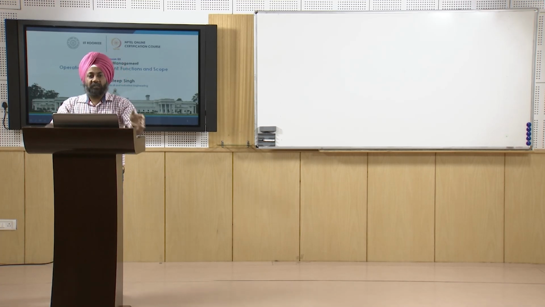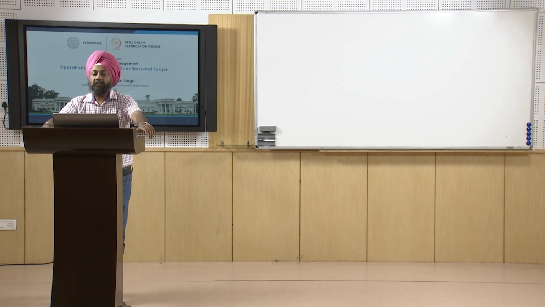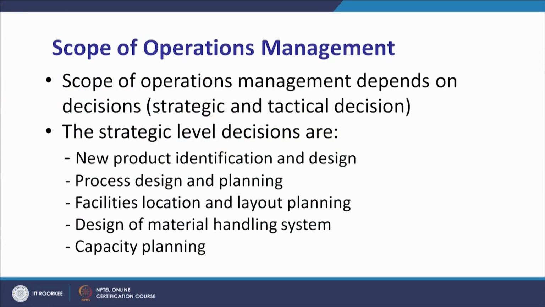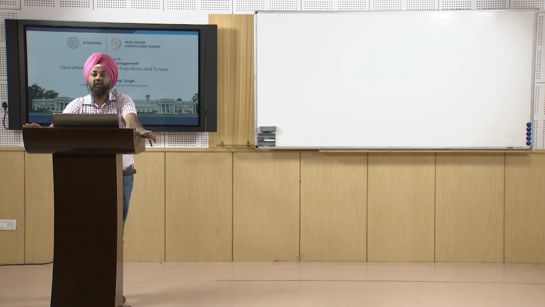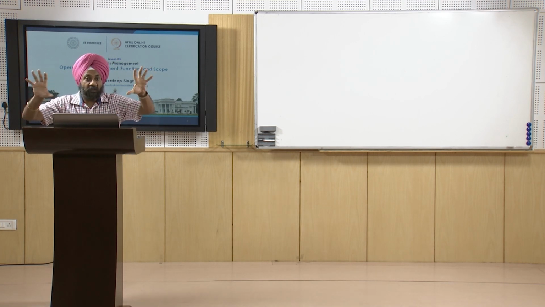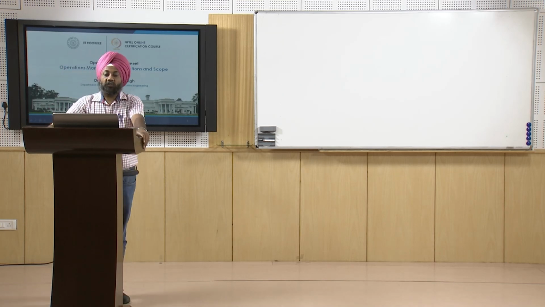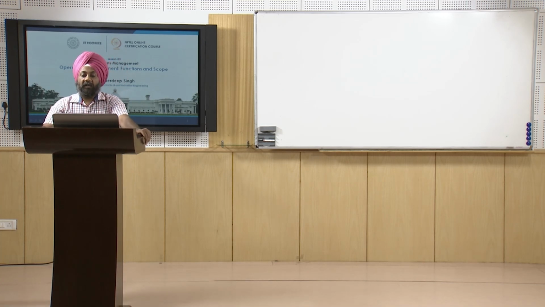Now coming on to the second part of our discussion today, that is the scope of operations management. Scope means where we have to focus. Functions we have already seen, so there is a thin line between functions and scope. Now scope of operations management depends on the decisions. So we have to see what all decisions we have to take, or what are the areas where we have to take the decision, so that we are able to meet our objectives. Now the strategic level decisions are, let us see what all decisions we have to take. New product identification and design.